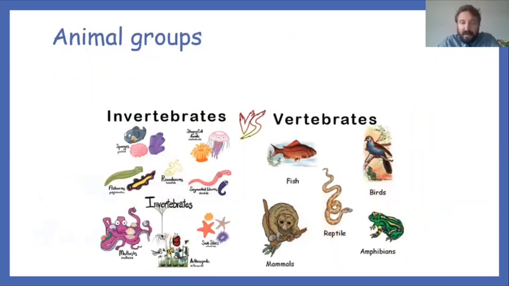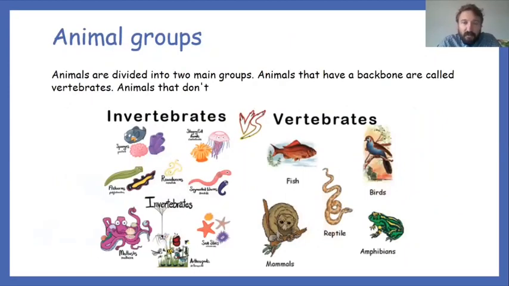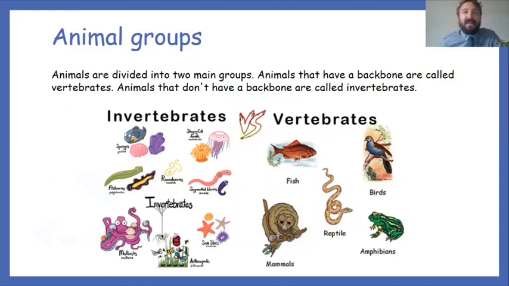So today we're going to move one step down the classification ladder to look at invertebrates and vertebrates. We touched on this a little bit last time: animals are divided into two main groups. Animals that have a backbone are called vertebrates. If you feel down your back, you can feel these little bumpy bits. That's your spine going down your back. That's your backbone. And animals that don't have a backbone are called invertebrates.